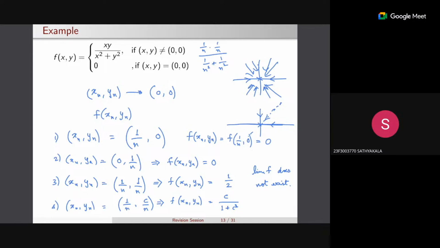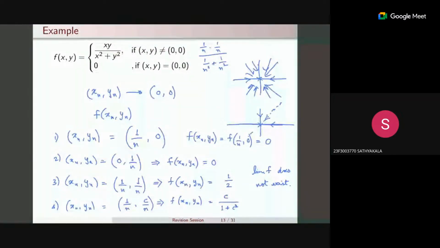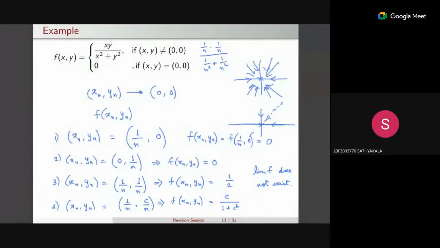So you have to take all possible sequences that tend to the point, and the corresponding function values have to go to the same point, the same vector. Only in that case does the limit exist.